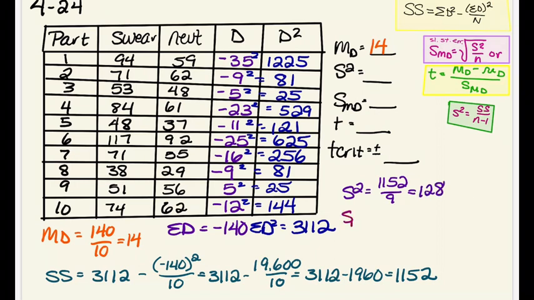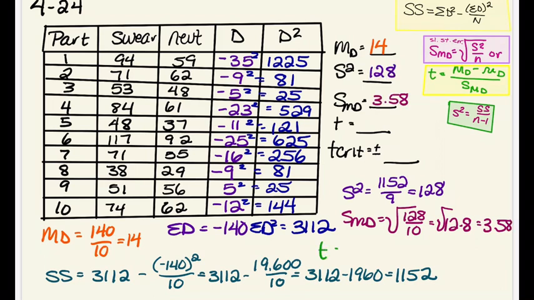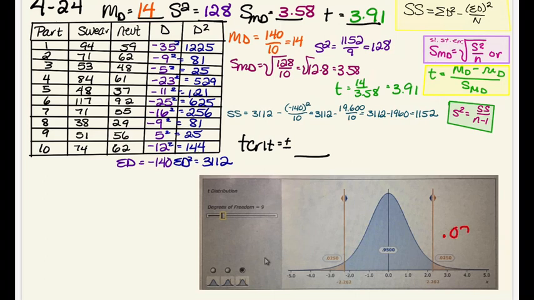And our estimated standard error is the square root of the variance divided by n, which equals 3.58. Now we can find our t-value, which is the mean difference divided by our standard error, which equals 3.91.